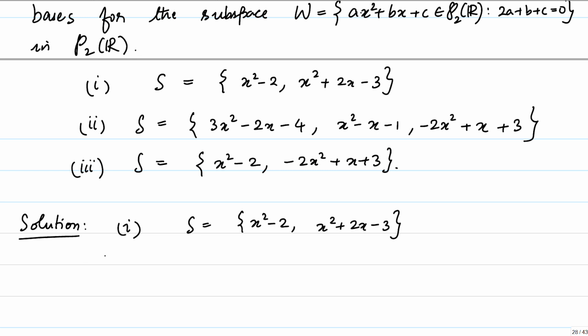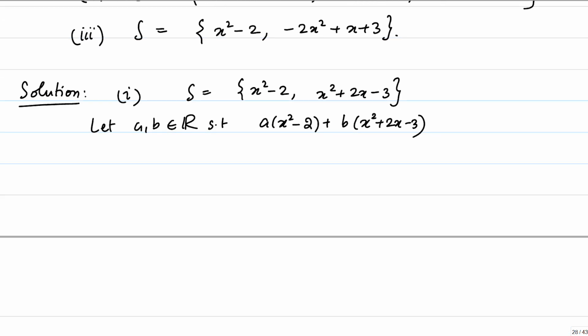So, linear independence. Let a, b be scalars such that a times (x squared minus 2) plus b times (x squared plus 2x minus 3) is equal to 0, the zero polynomial. That would imply (a plus b) times x squared plus 2bx plus (minus 2a minus 3b) is equal to 0. But what does it mean to say that a polynomial is 0? All its coefficients are 0.